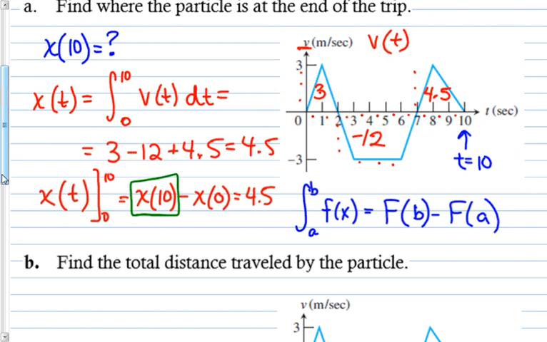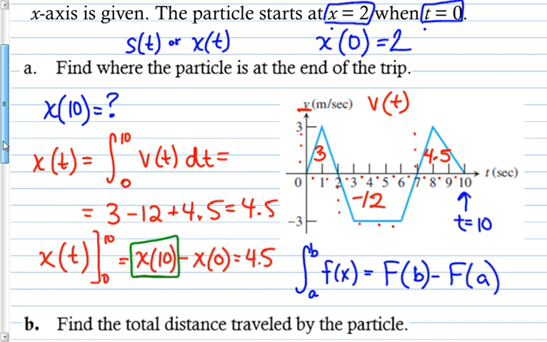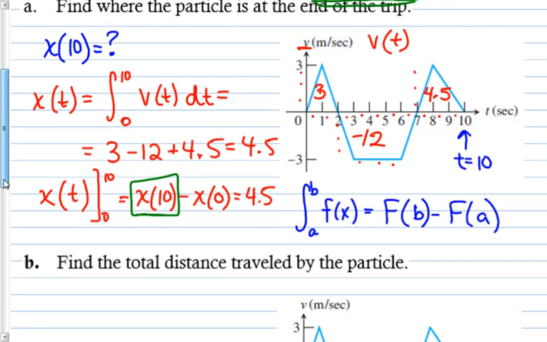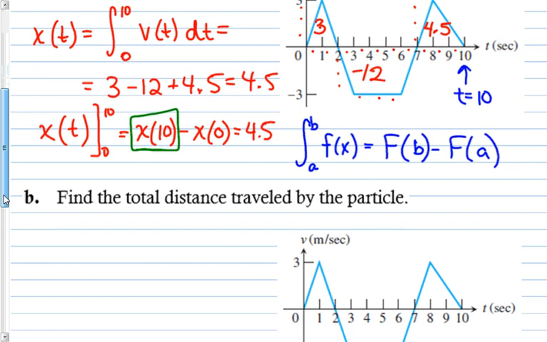I already know that this equals negative 4.5, but see, x of 0, what could that possibly be? Oh yes, they told us that. Right here, x of 0 is 2. So, algebra, right? Using algebra, x of 10 minus 2 equals negative 4.5. Add 2 to both sides. X of 10 equals, oh, sorry, I forgot the negatives. That's definitely negative. Add the 2, and I get negative 2.5. And that is my position at the end of the trip.